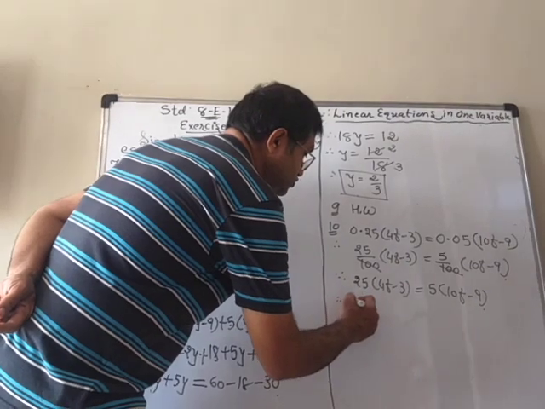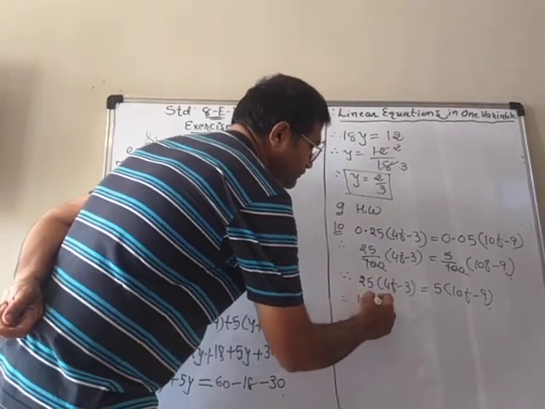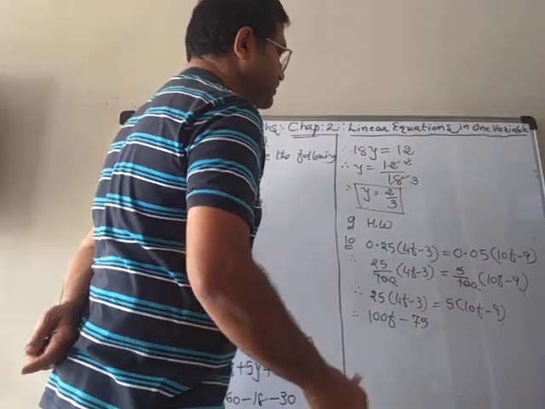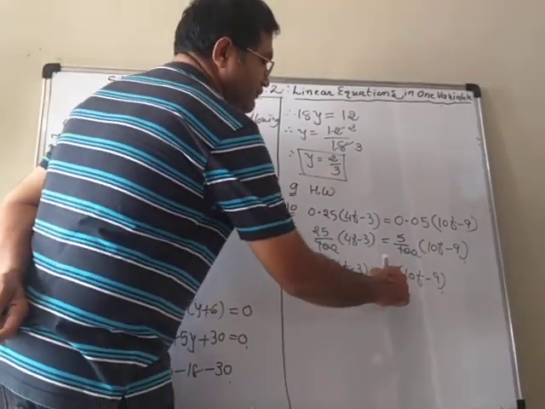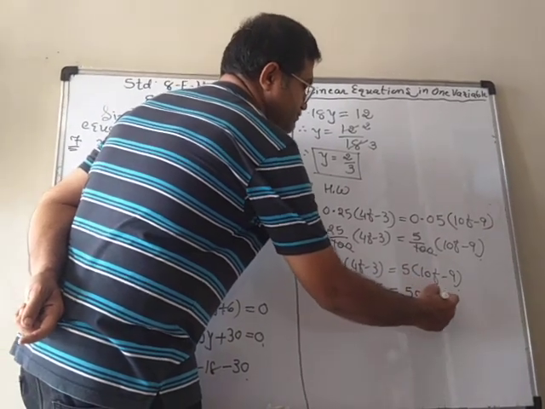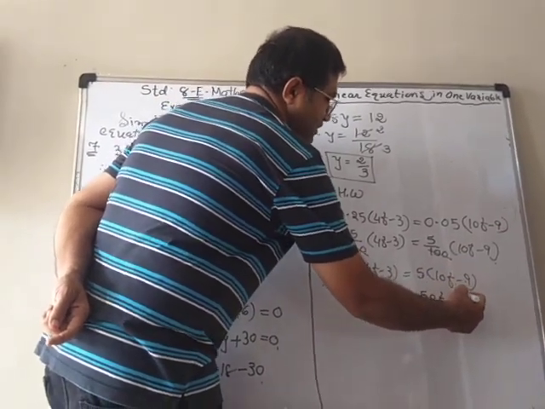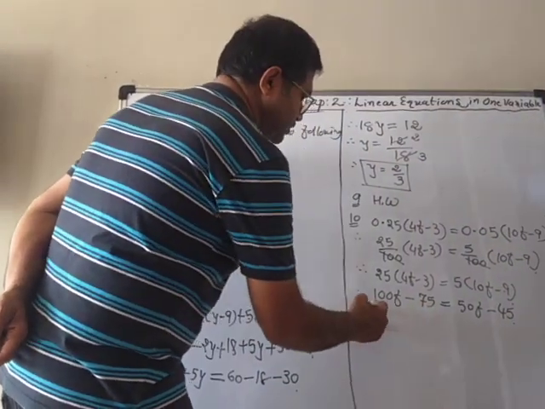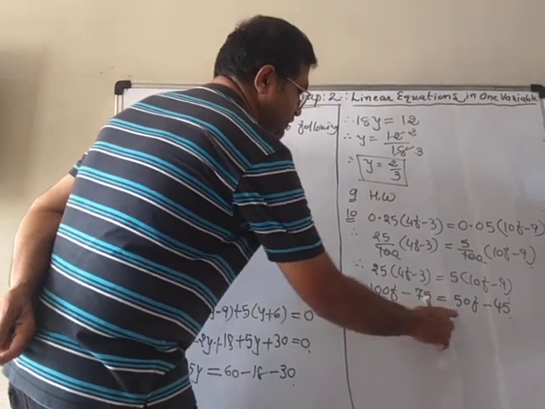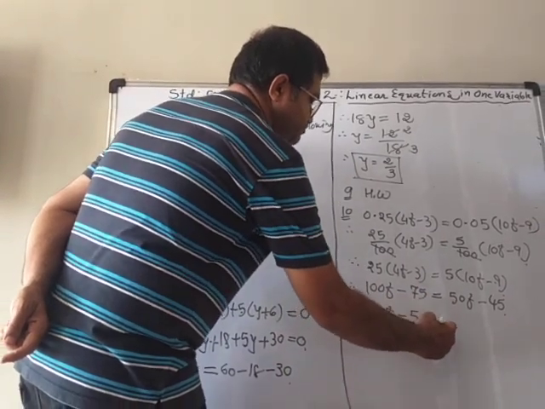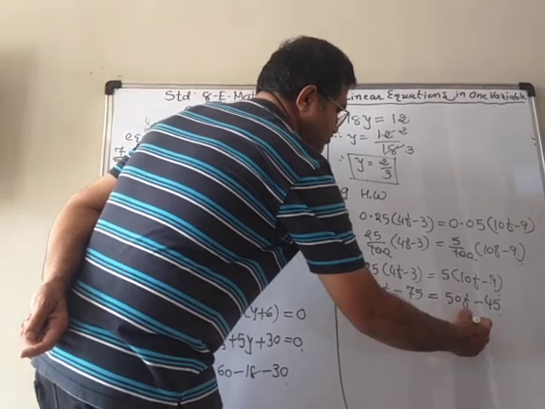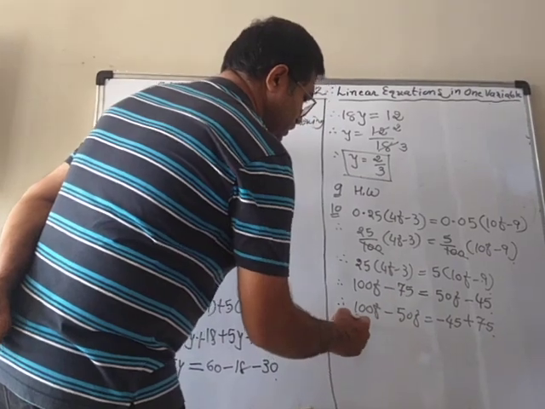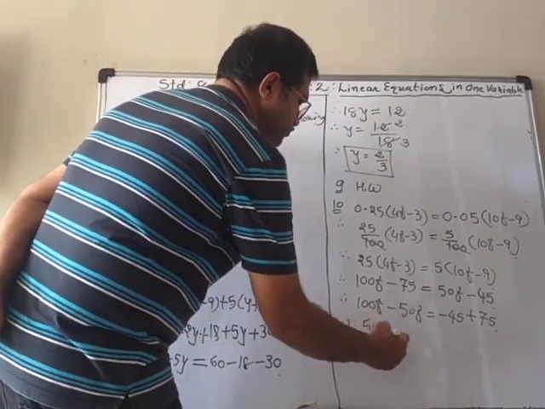So now 25 4s are 100f minus 25 3s are 75 is equal to 5 10s are 50f minus 5 9s are 45. Bring the terms with f to this side. So 100f minus 50f is equal to minus 45 plus 75. 100 minus 50 is 50, so 50f.